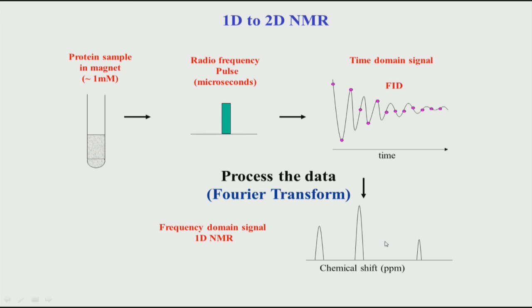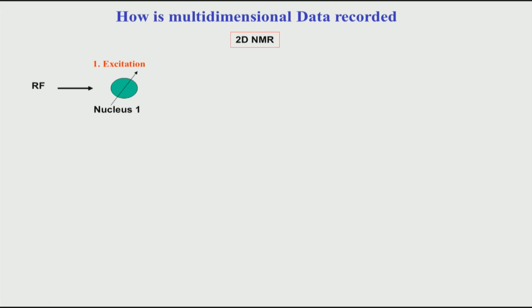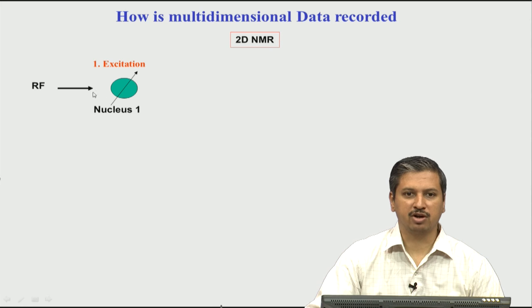Now for 2D NMR, we extend this concept a little bit more. When you go to 2D NMR, you start again from an RF pulse, just like in 1D, and you apply it to a nucleus. Let us say we have a nucleus 1, some atom in the molecule, a hydrogen atom. You apply an excitation pulse on that nucleus, and after the pulse is removed, like we saw in 1D, the system starts to relax back to equilibrium, and during that period again there is an oscillation.